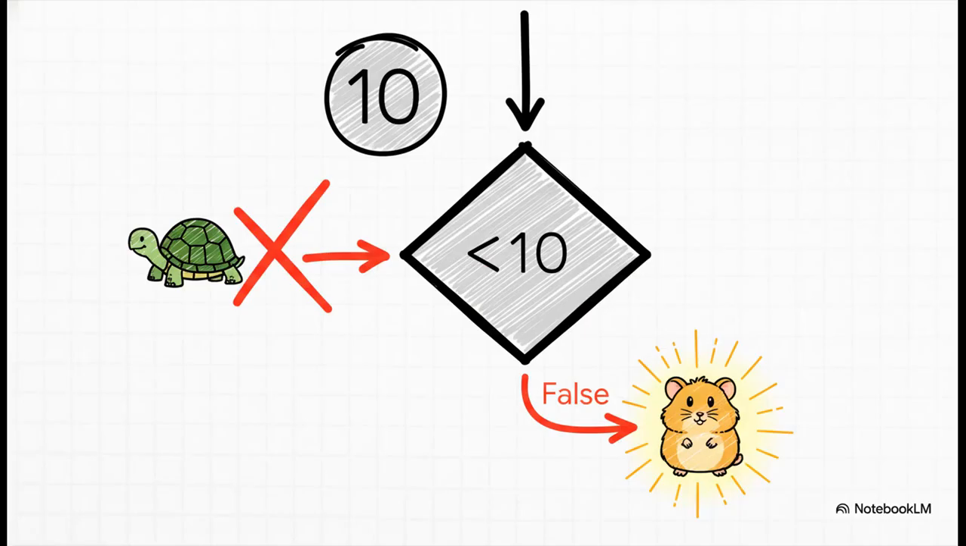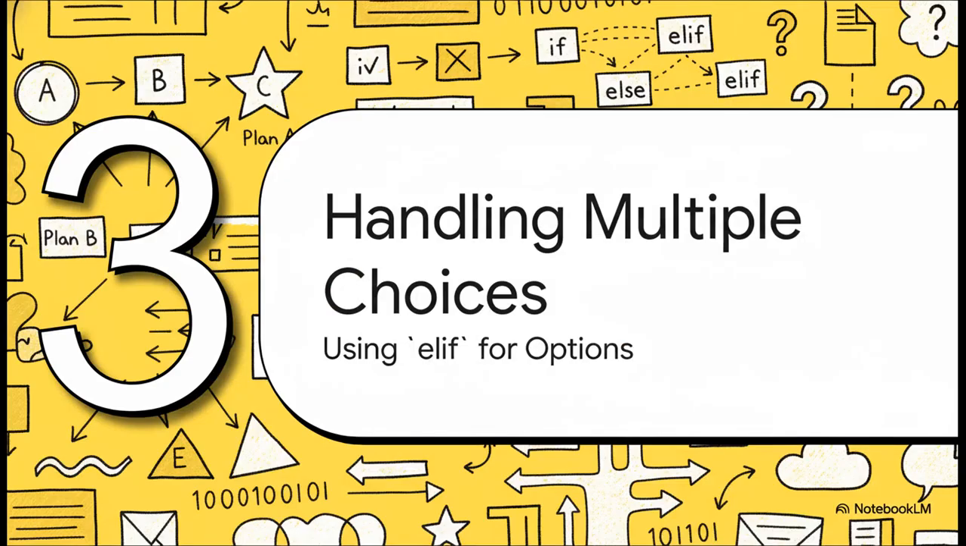And the answer is hamster. You got it. Since 10 is not less than 10, the if condition is false. So Python completely skips the tortoise part and jumps right down to the else block, running that code instead. It's the perfect fallback. So if is our plan A, and else is our plan B.